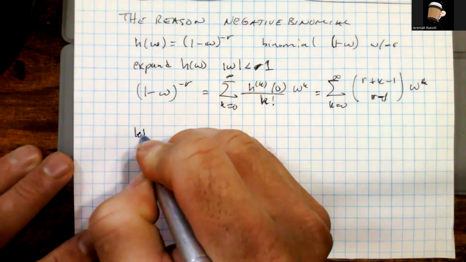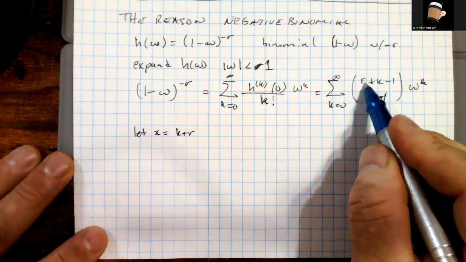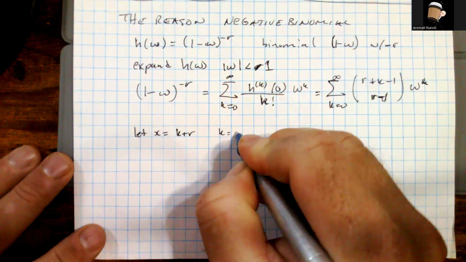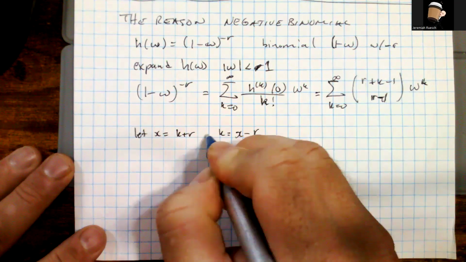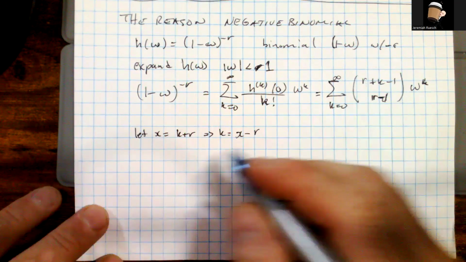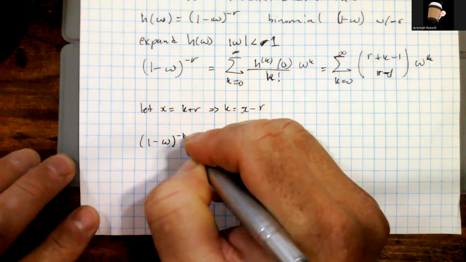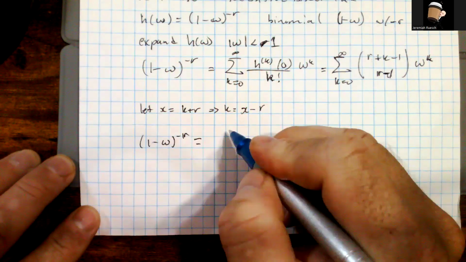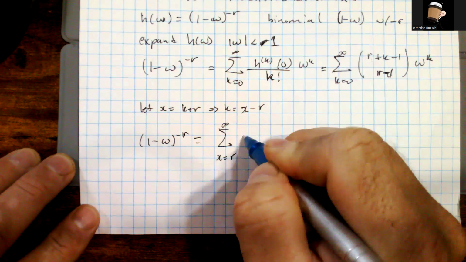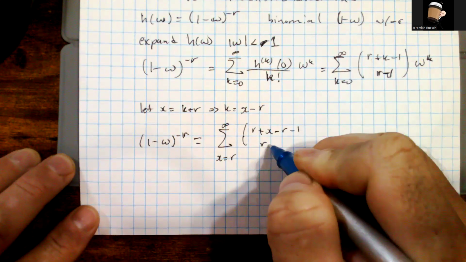So let's let x equal k plus r here. K plus r, we're going to let x equal that value. And then that means that k is equal to x minus r. Okay, so that implies that k is equal to x minus r. And so we can rewrite this expression up here as 1 minus w to the negative r is equal to the sum of x equal to r to infinity of (r plus x minus r minus 1 choose r minus 1).